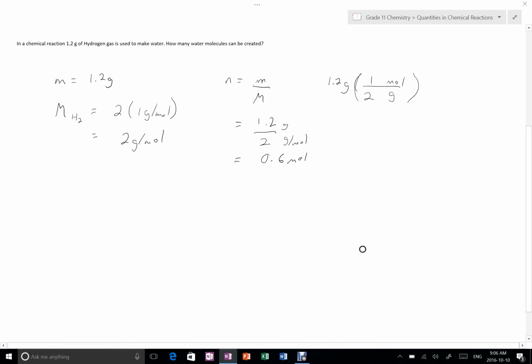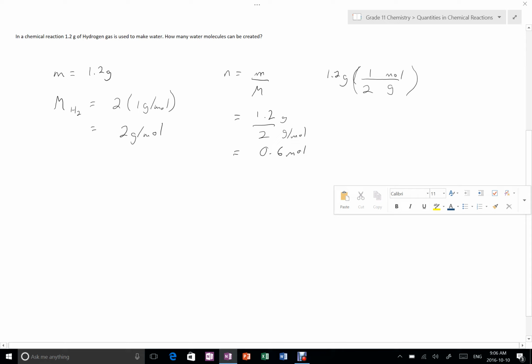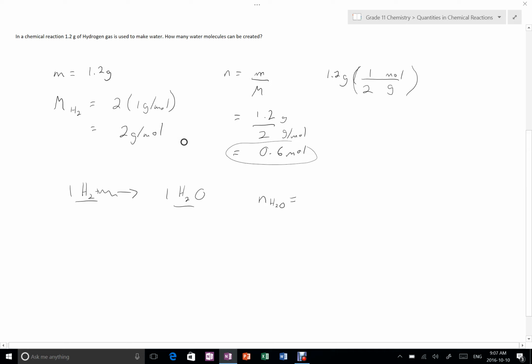Anyway, if that's the number of moles of hydrogen gas, H2, and we're forming H2O, there's some other stuff here, but you'll notice that H2 and H2O are in a 1-to-1 ratio. So if that's the number of moles of H2, that's the number of moles of H2O gas that we can create, or water molecules we can create. So if that's 0.6, then since however many of those I have, I have the same number of those, this is going to be 0.6 moles.